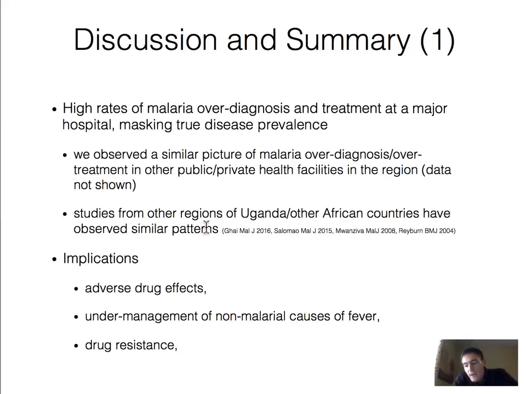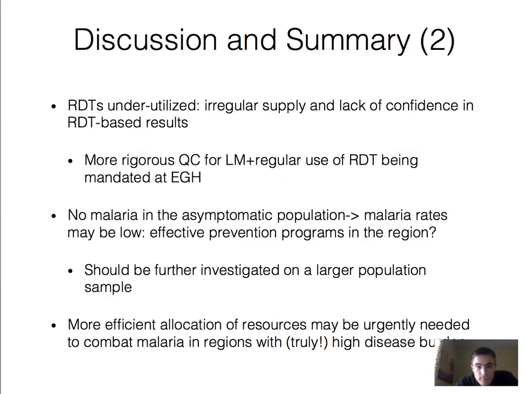Importantly, a very high false positive rate of malaria diagnosis would be expected to lead to substantial malaria overtreatment with the ensuing possibility of adverse drug effects, as well as undermanagement of other potentially important clinical causes of fever. Overprescription of malaria drugs has implications for the emergence of parasite drug resistance, which is an important concern globally. In this study, we also observed that RDTs had been underutilized by the hospital staff, and this was mainly due to irregular supply and lack of confidence in RDT-based results.